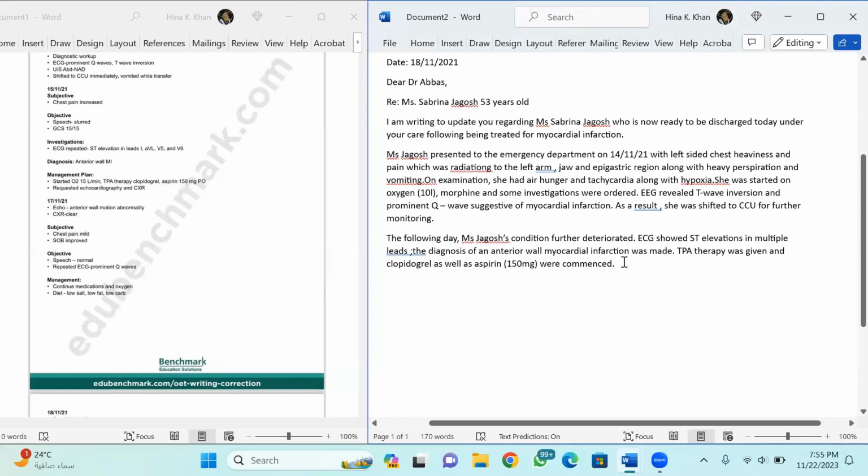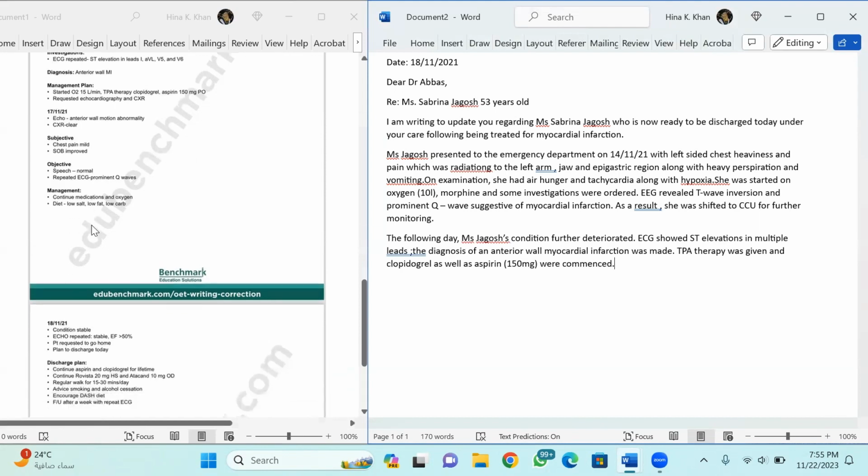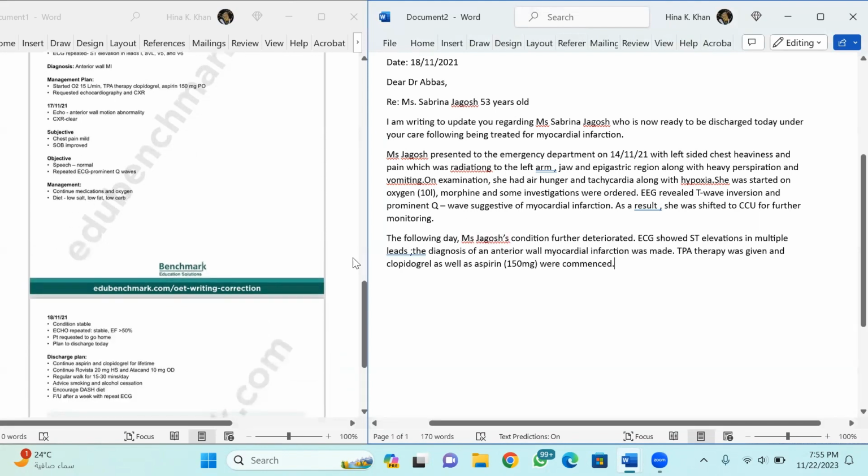On the following day, Ms. Jago's chest pain increased with slurred speech. ECG showed ST elevation in these leads, and therefore her oxygen was increased to 15 liters, and clopidogrel and aspirin were commenced. Now we are coming to 17. I have mentioned the 15, and if you want, you can write that also.